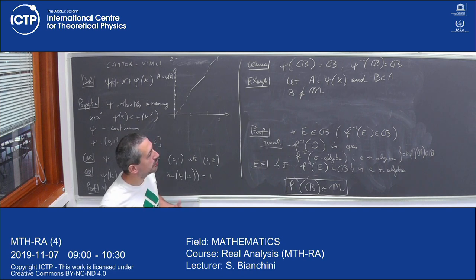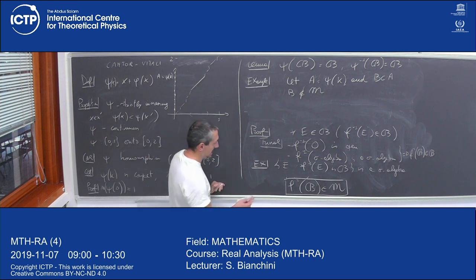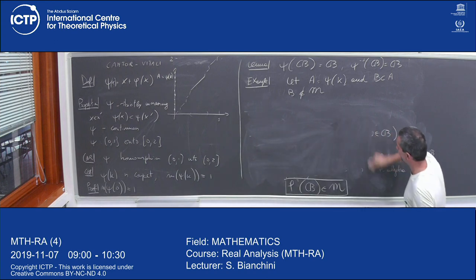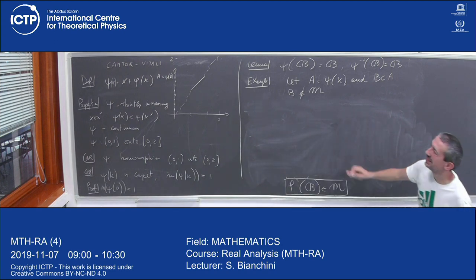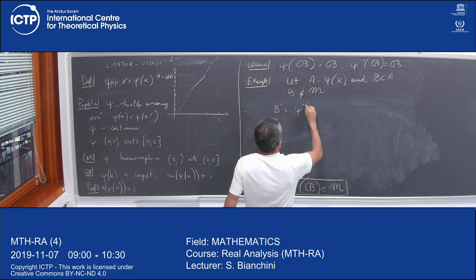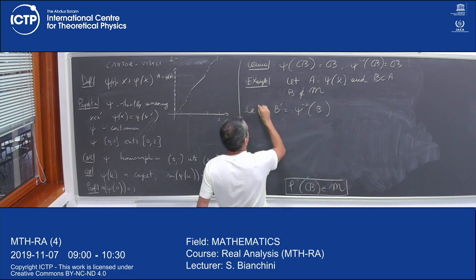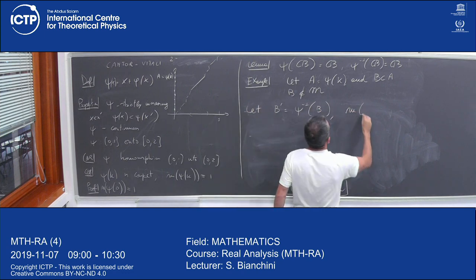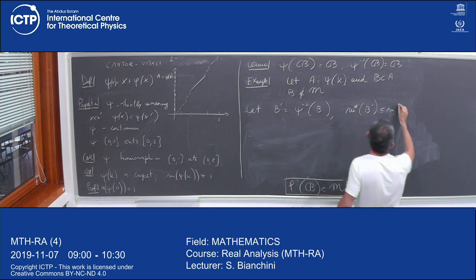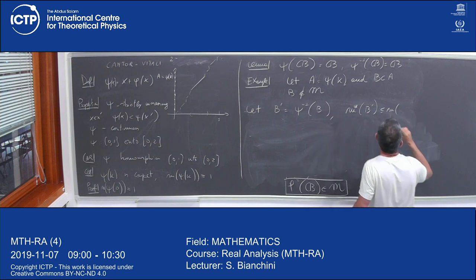So the thing is that I want to find a measurable set whose inverse is non-measurable. If we take B, the inverse image of B is a subset of K, then it is measurable because every zero measure set is measurable. This is M of K, which is equal to 0. And this implies B prime is measurable.